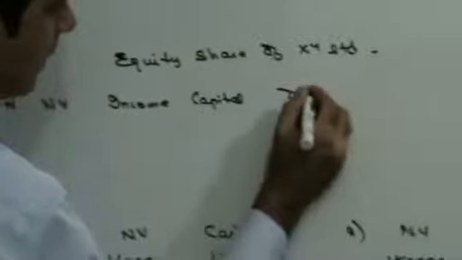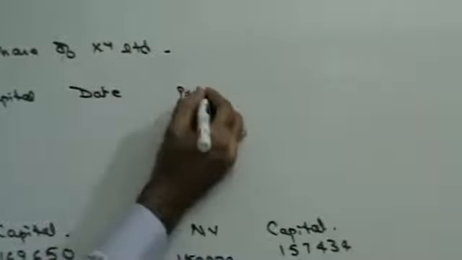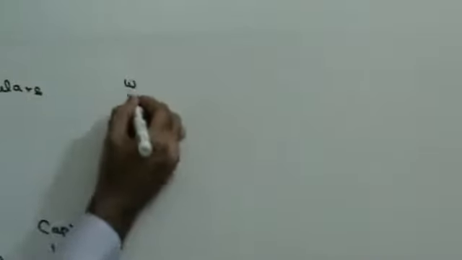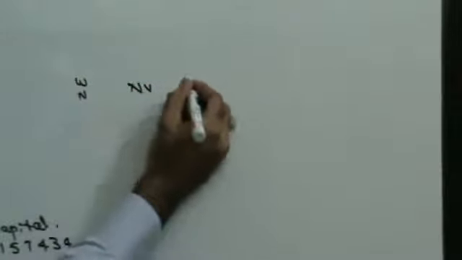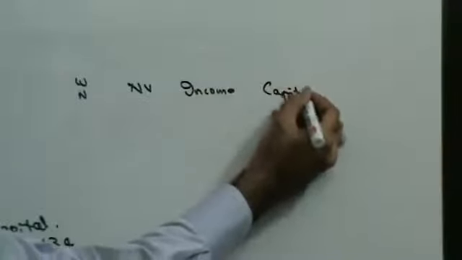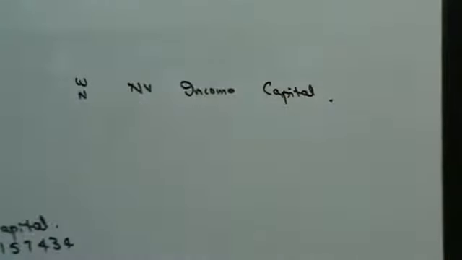Same thing: date, particulars, working note, nominal value, income, capital. Okay. Since it's on the credit side there, here it will come on the debit side.